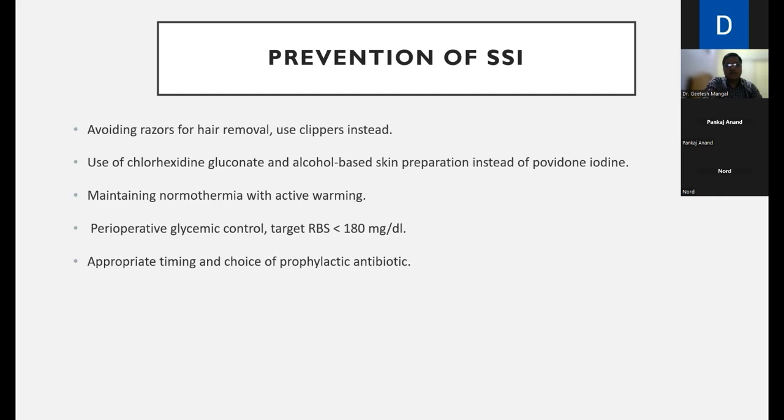Razors for hair removal and use clippers instead. That helps in reduction of SSI rate. Using chlorhexidine gluconate and alcohol-based skin prep instead of povidone iodine. Maintaining normothermia with active warming.